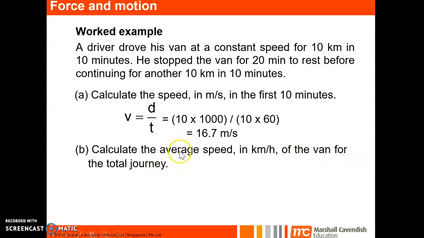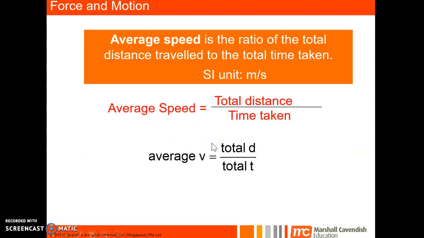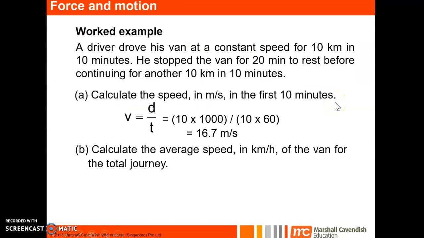As we have learned from the previous slide, average speed is the total distance divided by the total time taken. So pay attention, it is total distance divided by total time taken. You have to ask yourself, what is the total distance traveled by this van? You might want to pause first and think it through. The total distance in this case should be 20 km, because 10 plus 10 in total.